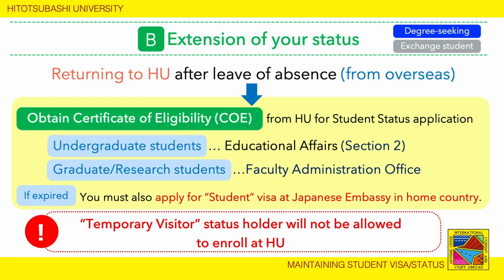Basically, you're renewing the application process once again, starting with the certificate of eligibility from Hitotsubashi University. You need to ask these respective departments depending on your status. And then, in order to enter Japan, you also must have a visa. Okay, this is the only time that I'm going to talk about visa as opposed to status. If your student visa has already expired, then you have to get a new student visa along with a valid new certificate of eligibility to come back to Japan.